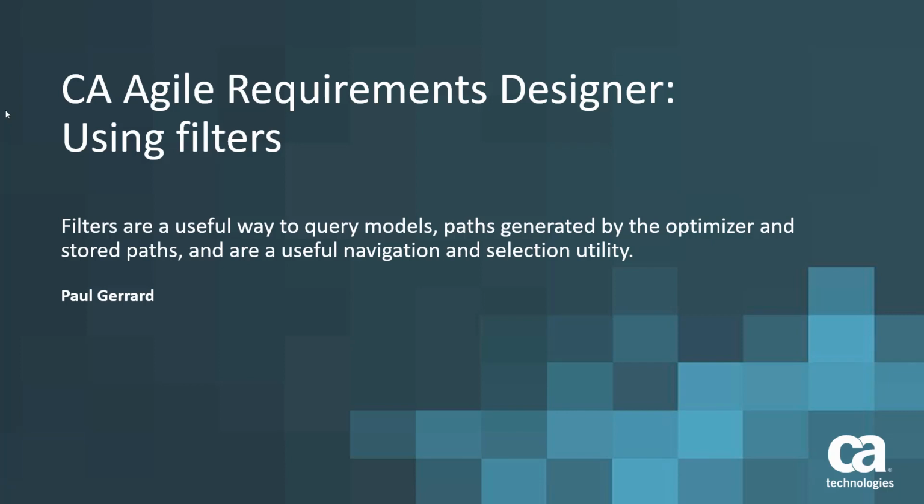Hello again. In this video I want to look a little bit more closely at filters, which are a useful way to select and query your models, but also the paths within the Path Explorer to exclude or include certain features of the model to generate paths, but also they're a useful way to see the content of the paths themselves in a different way in the view dock.